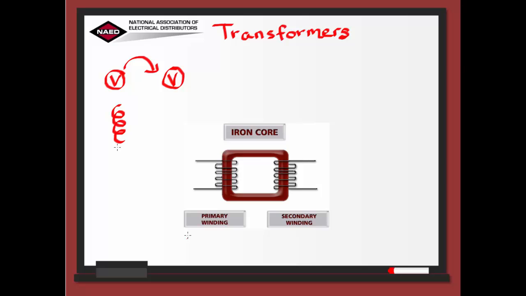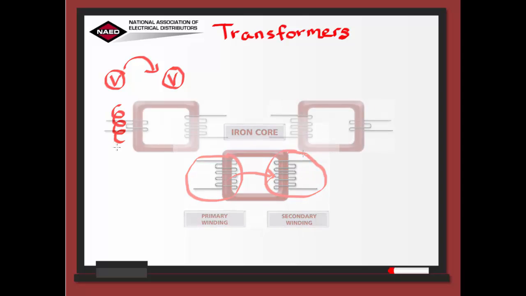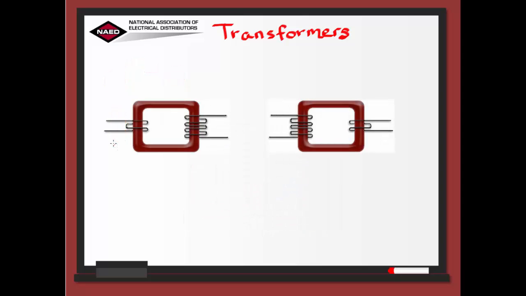The electricity from the first coil, known as the primary winding, goes through the coil to the iron core and is then transferred to the second coil, known as the secondary winding. That voltage will then get transferred to a load, such as a light switch. The amount of voltage is dependent on the number of turns on each primary and secondary coil.